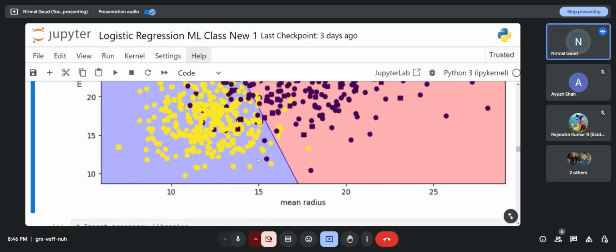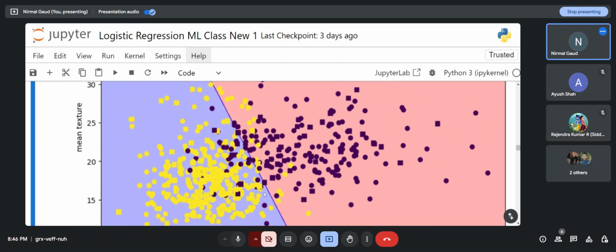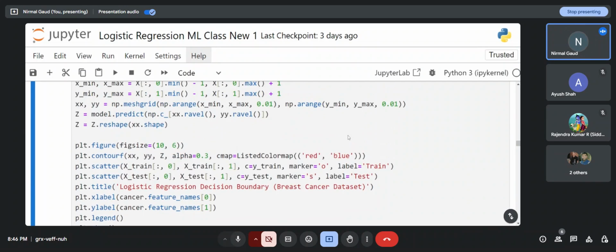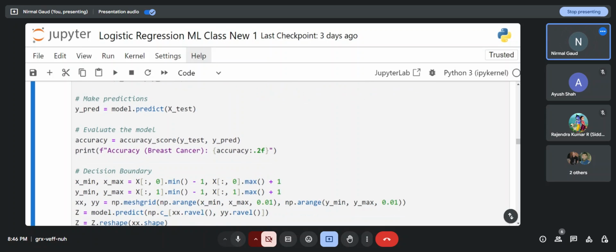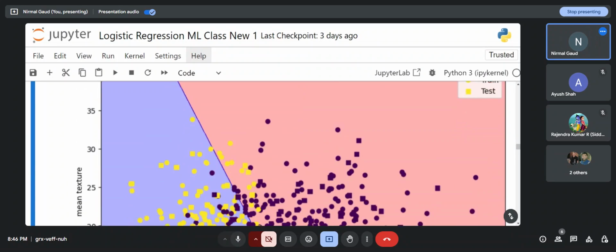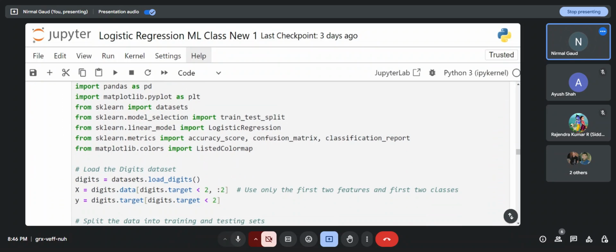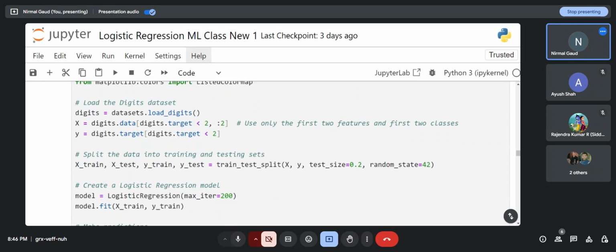So two regions are built, one decision boundary. There is one boundary, and two regions are built. Okay, so it's a binary classification. The entire code is all the same, only I changed the data. That's it. Okay, fine. So this is your breast cancer data set.